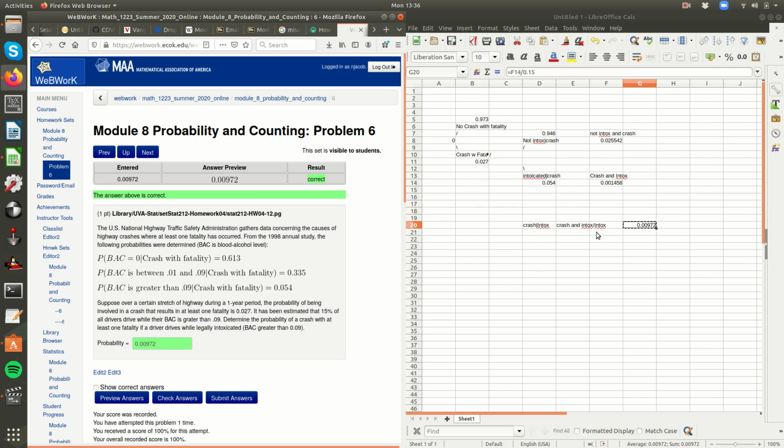All right, so there you go. That is how you do this problem. Be careful. These ones with trees get tricky. You guys can do it. Keep working hard.